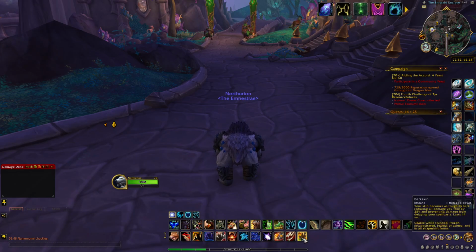I always have my interrupts and my failsafes in this zone. So like Skull Bash is an interrupt, and my interrupts vary slightly, but are usually on key 0 and the minus sign key.